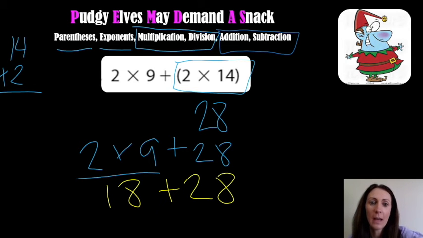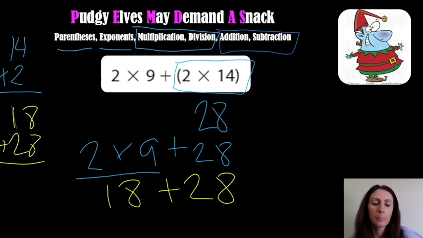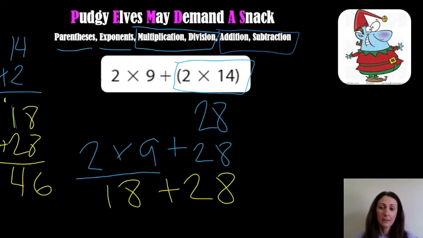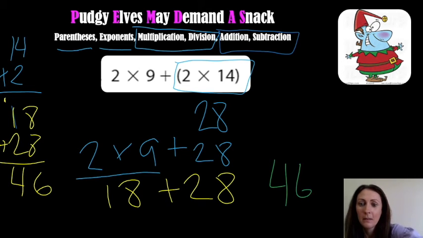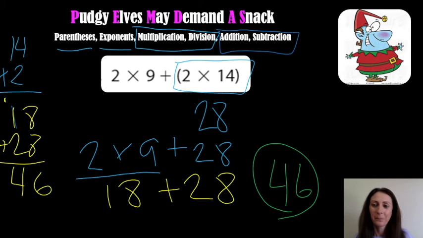If you need to do that on the side of your paper, go ahead and do it. I would highly recommend it. What did you get? 16, 3, 4. Did you get 46? So your answer is 46.